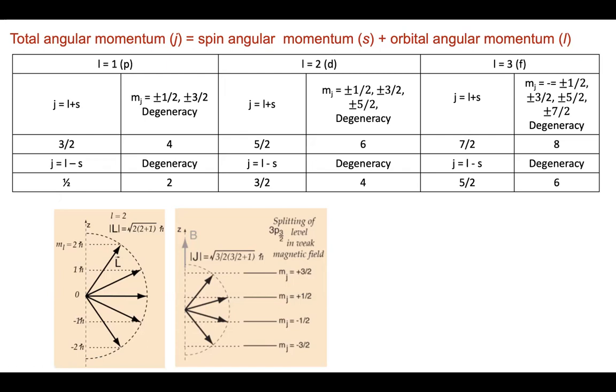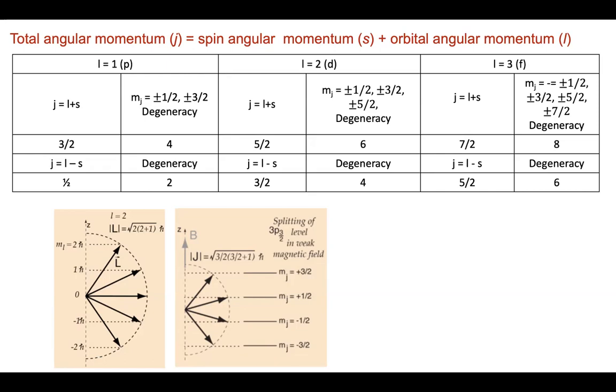Now, in terms of the degeneracy, you have to take into account the magnetic angular momentum, mj. And this can be plus or minus. So you have plus 1/2, minus 1/2, plus 3/2, minus 3/2.